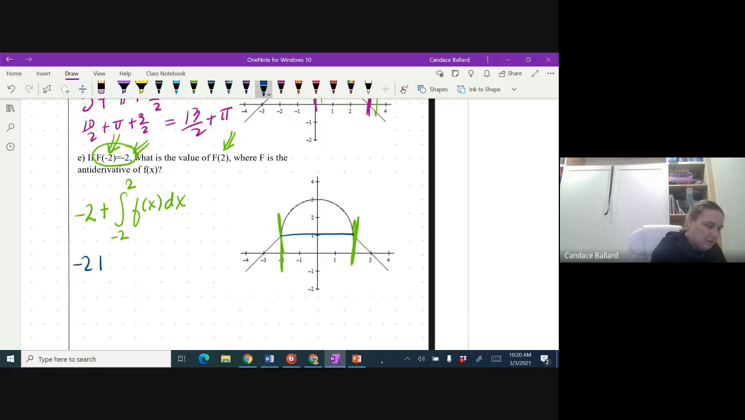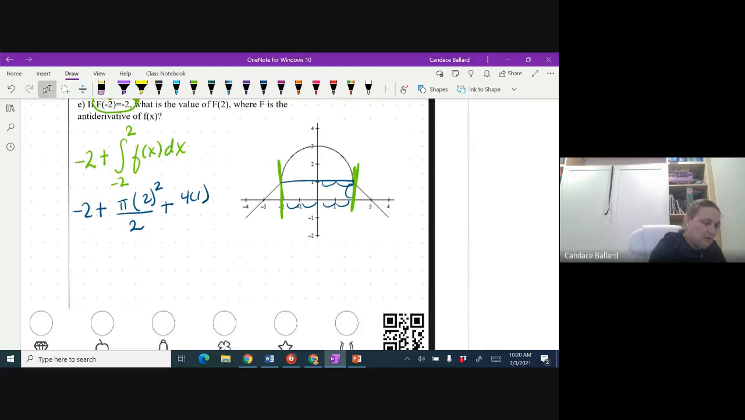So -2 plus my half circle. So pi, the radius is still 2 squared, but only divided by 2, plus the rectangle, 1, 2, 3, 4 times 1. All right, we know 4 times 1 is just 4, plus that negative 2 would be 2. And then one of those is going to cancel, so plus 2 pi. Not too bad.